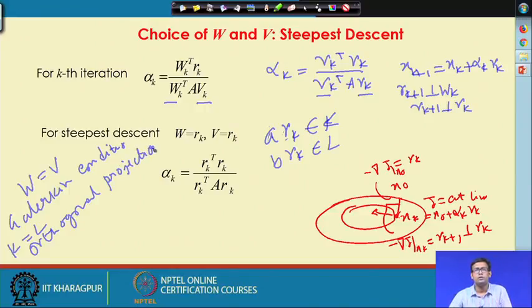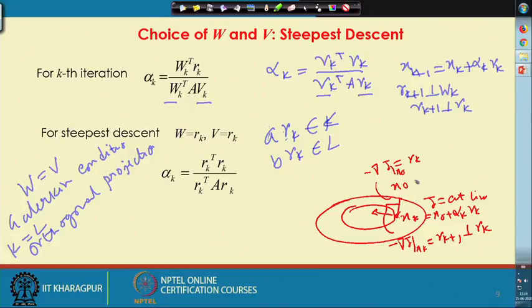So, by the choice of W and V, or K and L, both to be r k, it satisfies the Galerkin condition, or it is an orthogonal projection method, and we can find the steepest descent method. What is the Galerkin condition here? X will be updated along a particular line, along a particular vector r k, the residual at that stage.